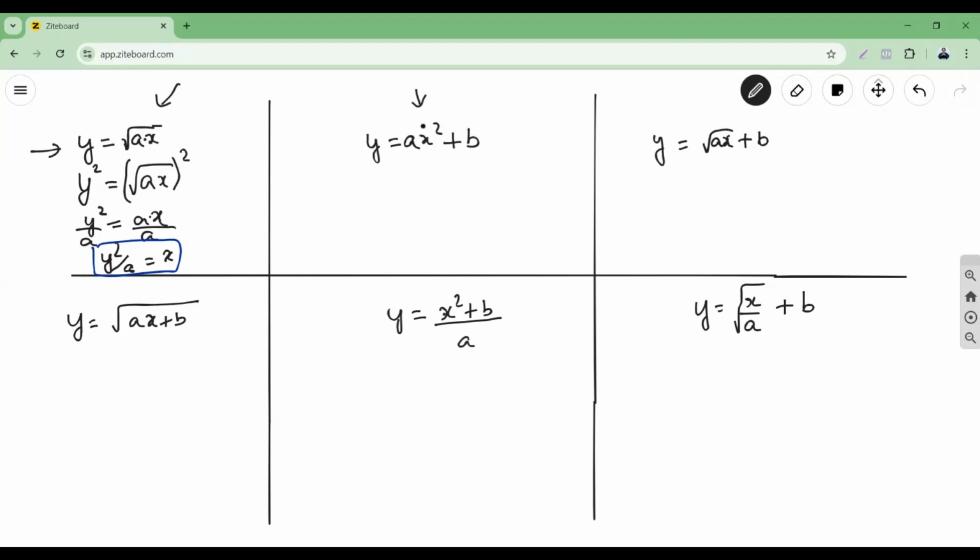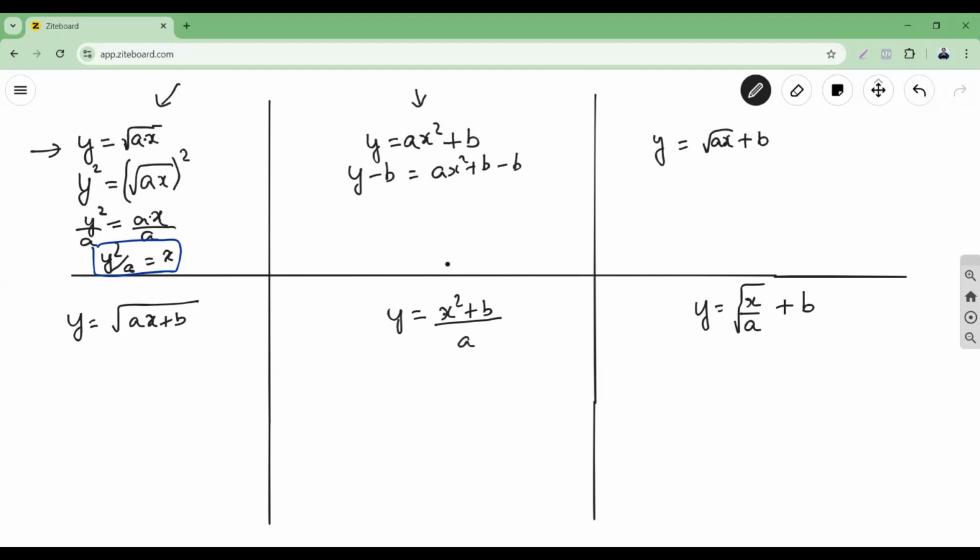Why? Because we want to isolate the x. Remember that. We want to isolate the x. We want to separate the x. So first we'll have to remove the b. That means the opposite of addition will be subtraction. So I subtract on both the sides. What am I going to subtract? I'm going to subtract b. So on this side also I'm subtracting b.